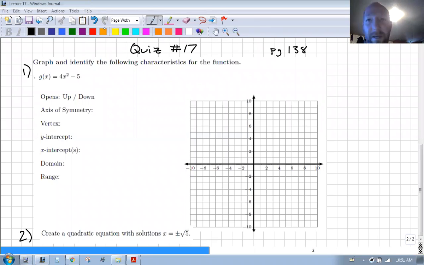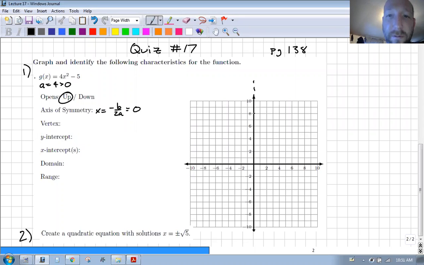Okay, class, we are back. Let's see what we can do with this thing. Let's see, A here is 4, which is positive. So it opens upward. Our axis of symmetry is at negative b over 2a. See, b here is 0. So this is at 0. So, all right.